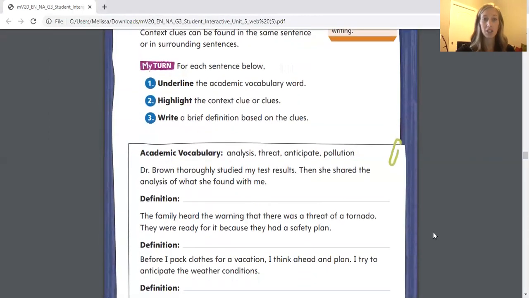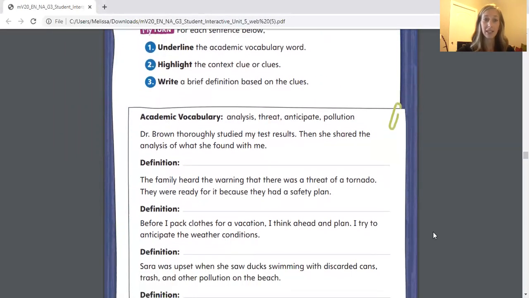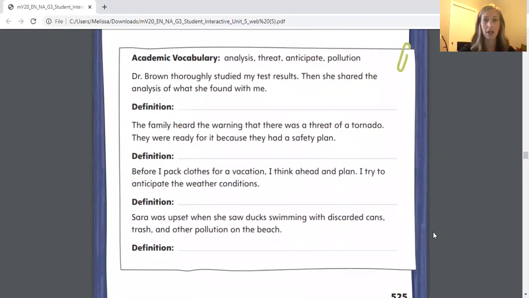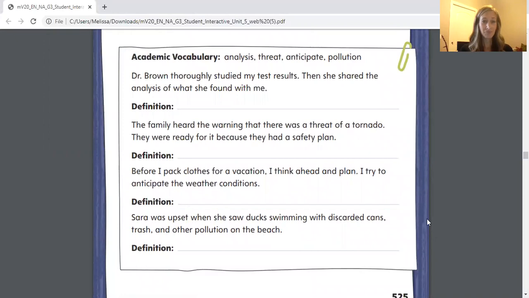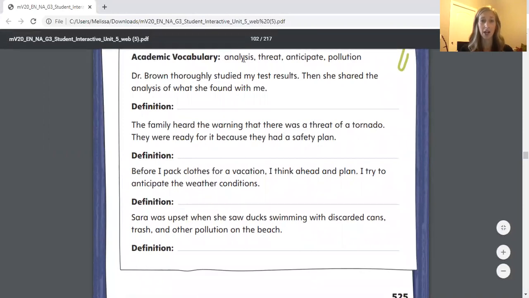So we're going to do some highlighting and underlining. If you don't have a highlighter ready, pause the video and go get one. If you don't have a highlighter at home, maybe circle instead of highlighting, but go ahead and get ready to do that. The third thing we'll do is write a brief definition of this vocabulary word based on the clues. And I'm going to help you through this. We'll do this entire part together. So our vocabulary words are analysis, threat, anticipate, and pollution.